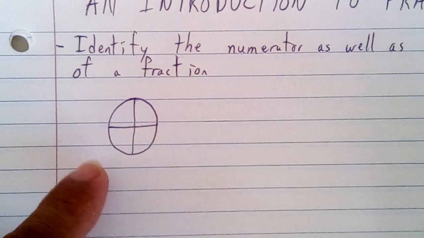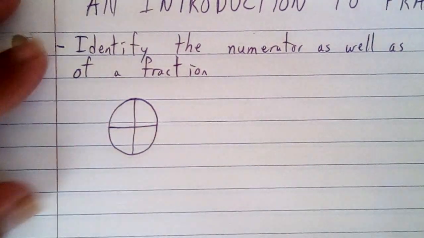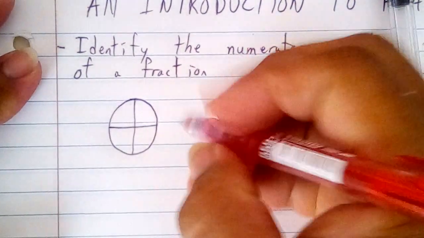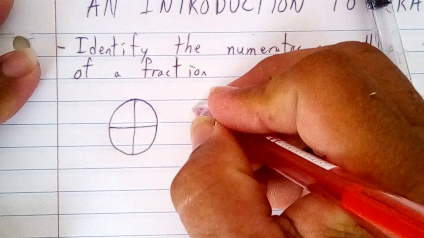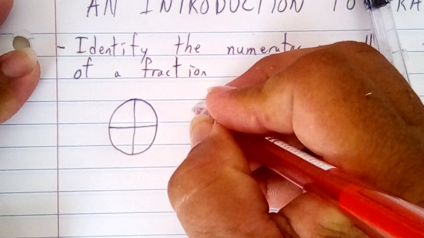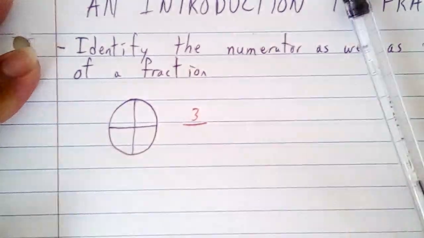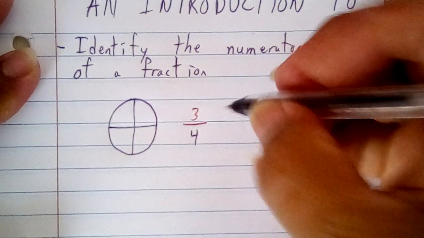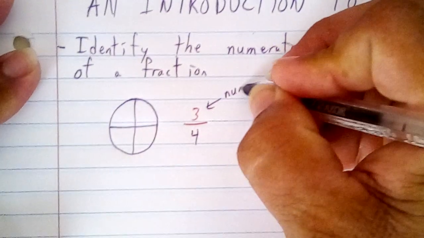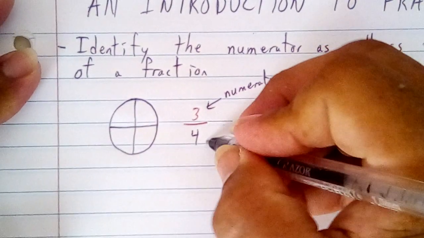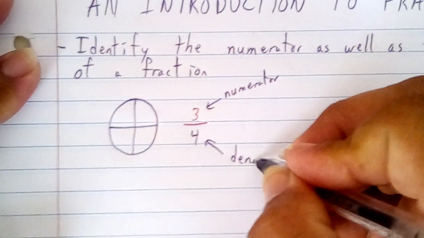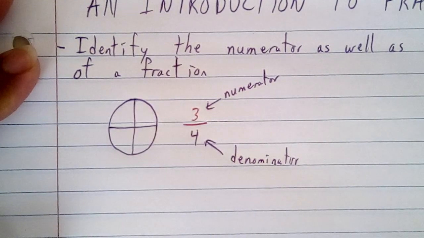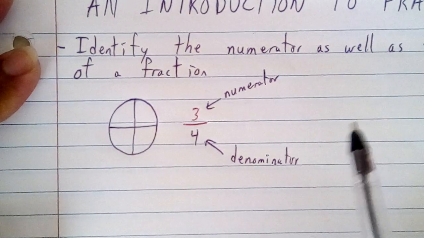In a fraction, we can say that we have two parts. So let me write that. I'm going to use two different color pens to differentiate it. We have here, say, 3/4. The 3 here is the numerator, and the 4 here is the denominator. So those are the two parts of a fraction, numerator and denominator.